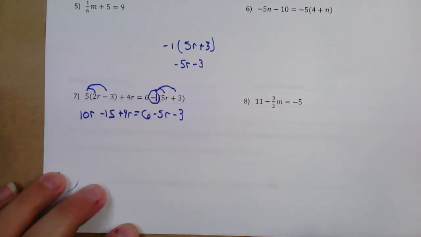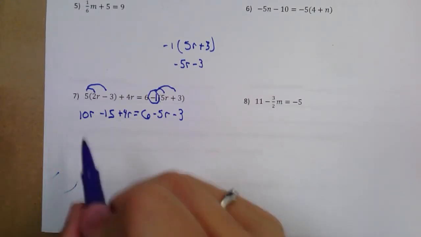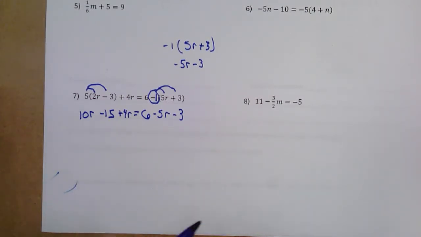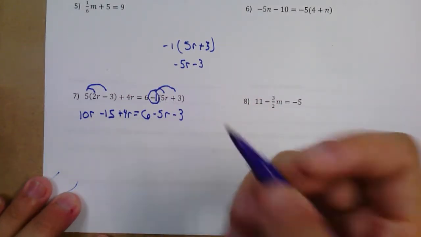Now before you go any further, make sure that you check both sides for anything that can be combined. It's not going to make a huge difference if you just like, I want to get everything over to one side and then I'll combine. It's not going to make a big difference, but it will draw out your problem a little bit, and you're going to be writing a lot of stuff multiple times.